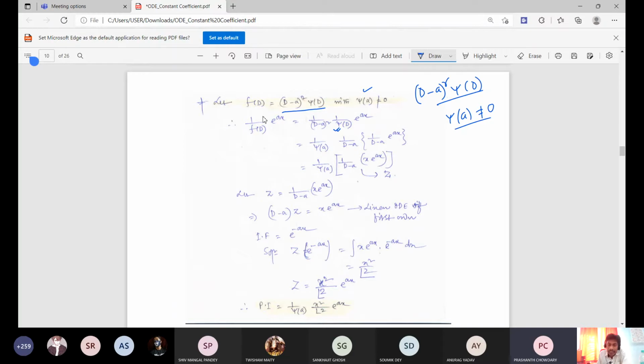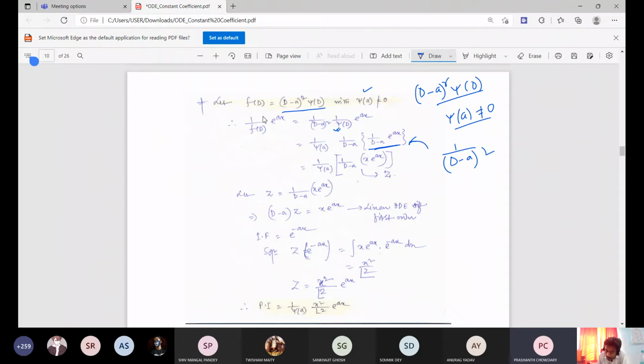And the next term is 1 by (D minus A) squared. So I have written this term as 1 by (D minus A) into again 1 by (D minus A), because 1 by (D minus A) squared can be written in this way simply. We can understand that one. Yes, great.